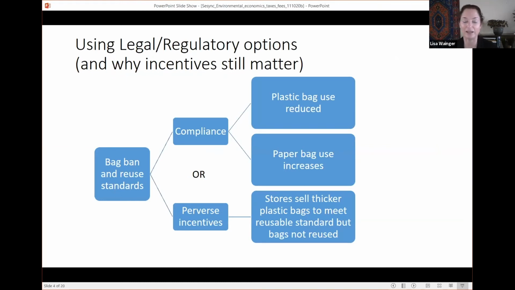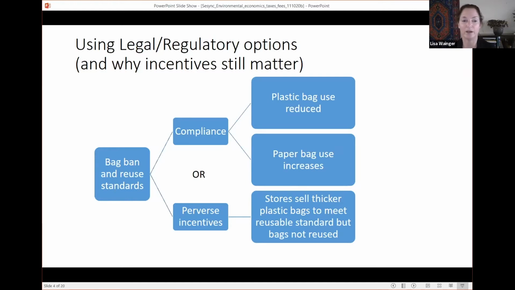Let me give you an example of why some of these behavioral things are important to consider, even when you're thinking about regulation. This is a little decision tree or a little outcome tree, but let's say you want to get rid of some of that plastic and you think you want to ban plastic bags and establish reuse standards. So we're going to sell plastic bags, but they're going to be really thick, and that's going to make people reuse them. And they're going to cost more, so people are going to want to avoid buying them every time. So that's your plan.